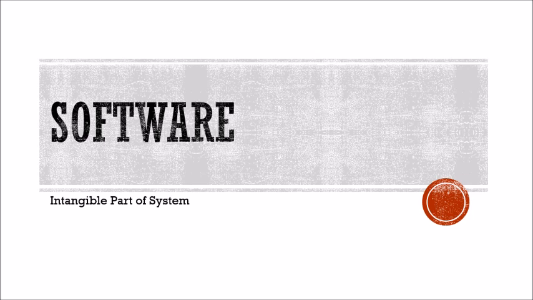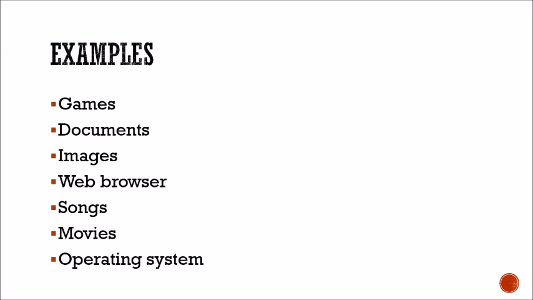Just opposite to the hardware, there is software which is intangible part of a system. This part you cannot touch, you cannot take it in your hand, but you can view it on your system. Whatever system you are using, it is run by only software. Let's take few examples that you must see in your mobile phones, laptops and desktops. Games, documents, images, web browsers, songs, movies, operating systems. These are all examples of software.